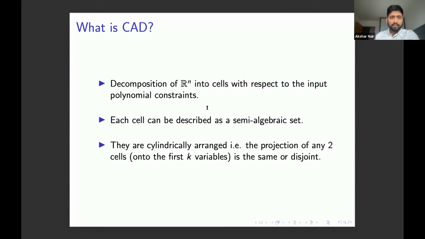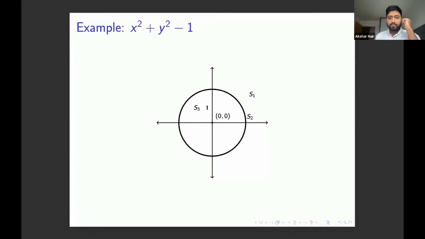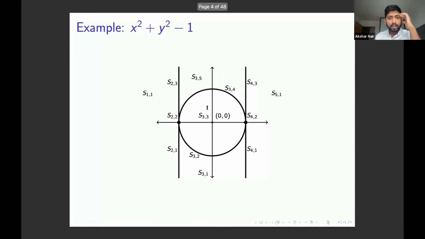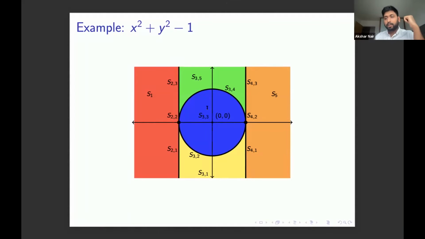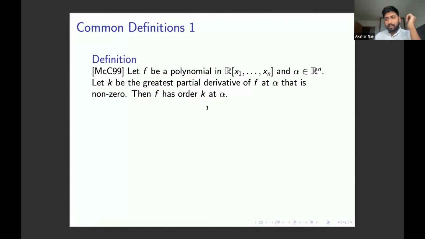Okay, so I'm pretty sure that everyone on this call would know what CAD is, so I'm just going to skip over this slide. This is just to give an example of x squared plus y squared minus one, a decomposition of R2. This is not cylindrical because you have, say, for example, S1 and S3, a non-empty, non-complete intersection. If you did want to do a cylindrical algebraic decomposition of it, it would look something like this. Throughout my thesis, we've looked at mainly two projection approaches.